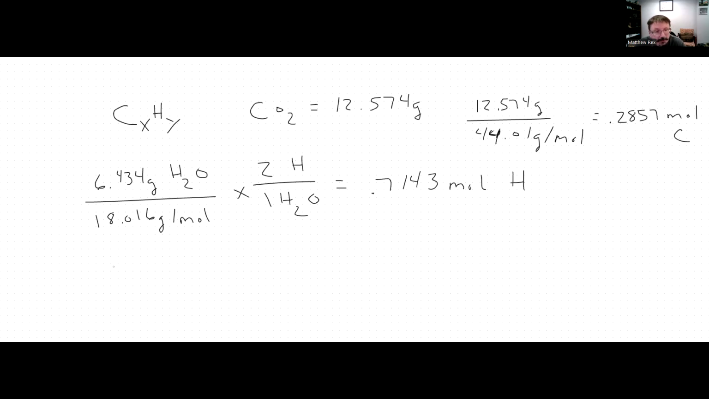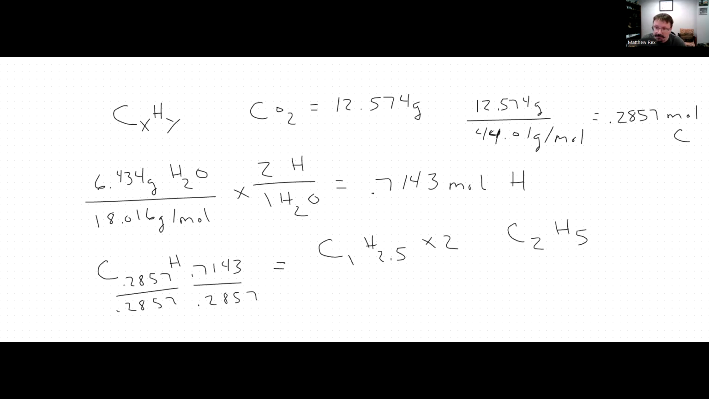The only issue here is it isn't in nice, clean whole numbers. So I probably want to get it to there. So I'm going to divide both by the smallest, the 0.2857. That should give me C1 and H 2.5, that's the same as 5 halves. If I want to get rid of a half, I multiply the whole thing through by 2. So that gets me C2, H5. Answer B.